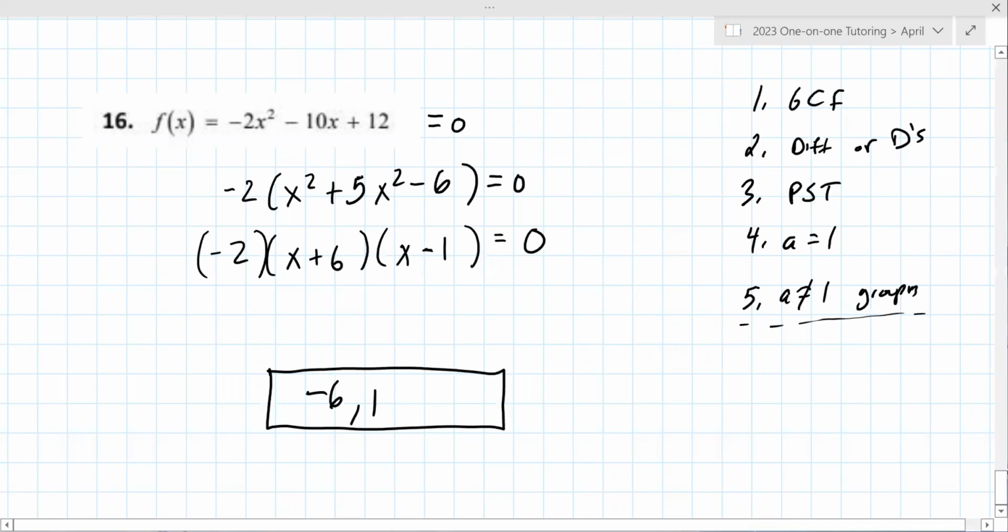Grab the next one here. Actually, let's do one kind of more like it. Let's go to 18. 18 is what you were thinking of. We'll come back to 17.